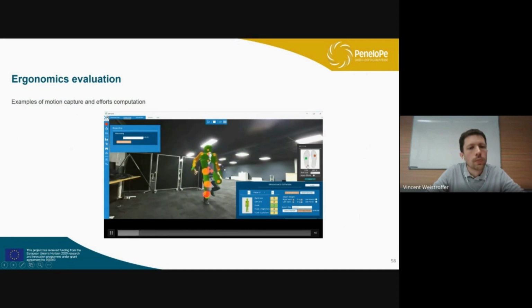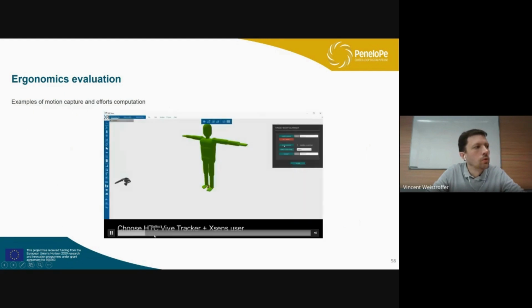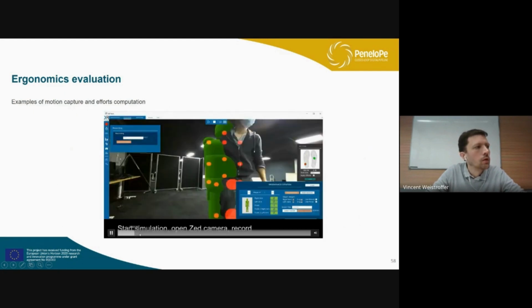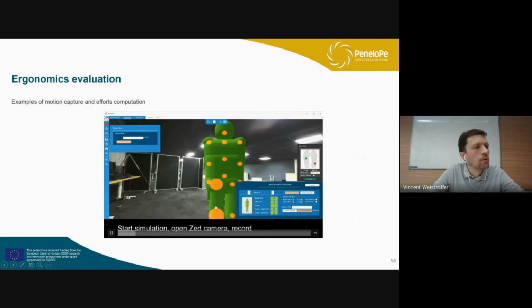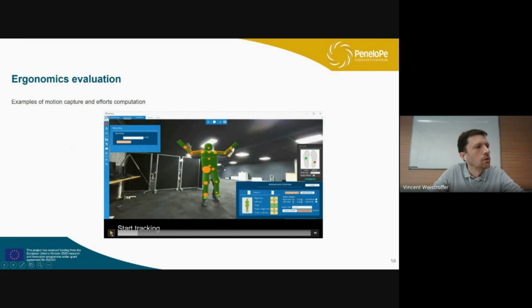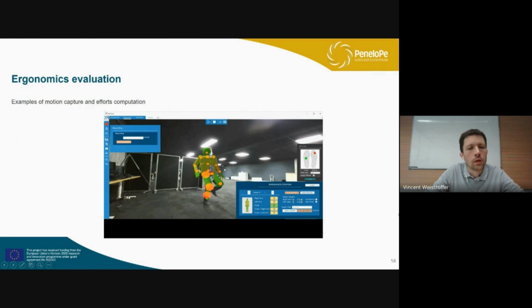You see the pressure center displayed here, and you also have the total amount of force. Depending on this input, we are able to compute correctly the efforts deployed at each articulation, like here or here. Here I'm only resting on my right foot.